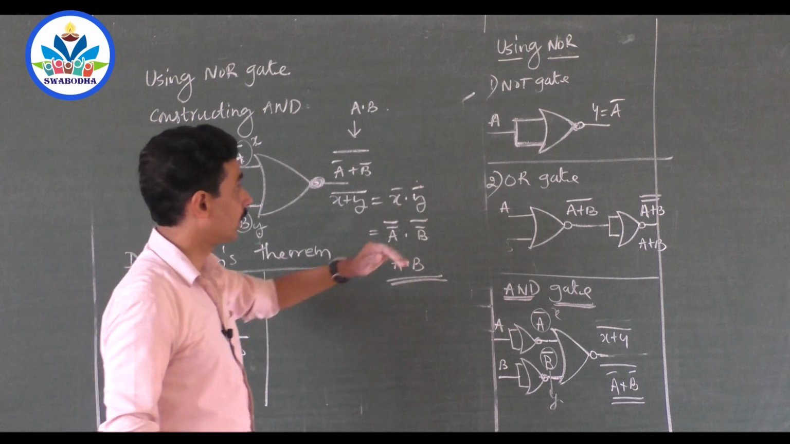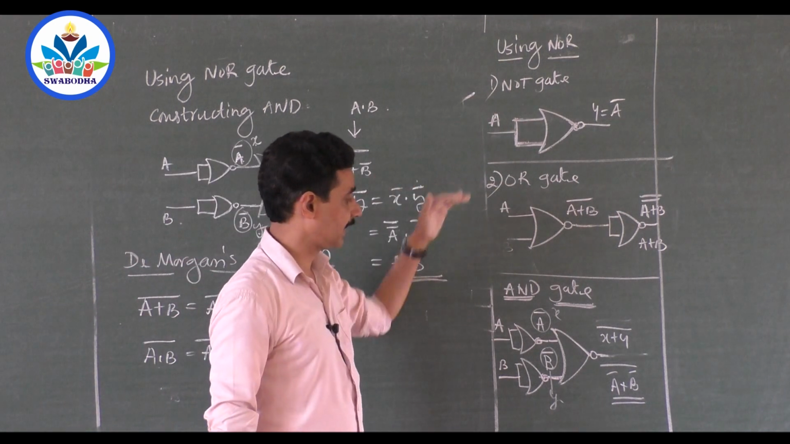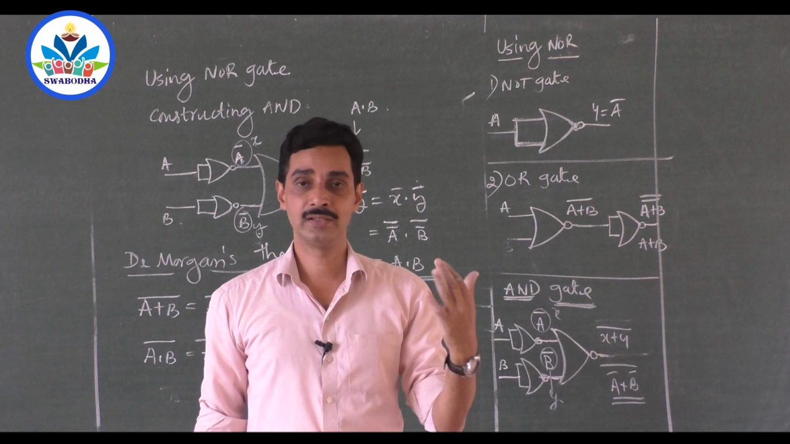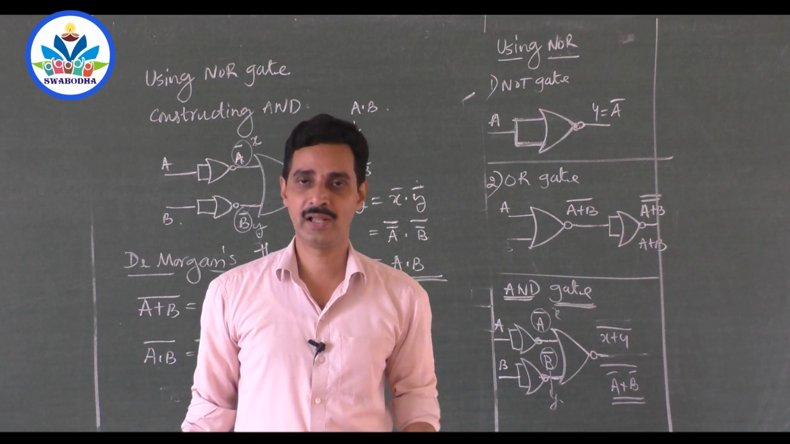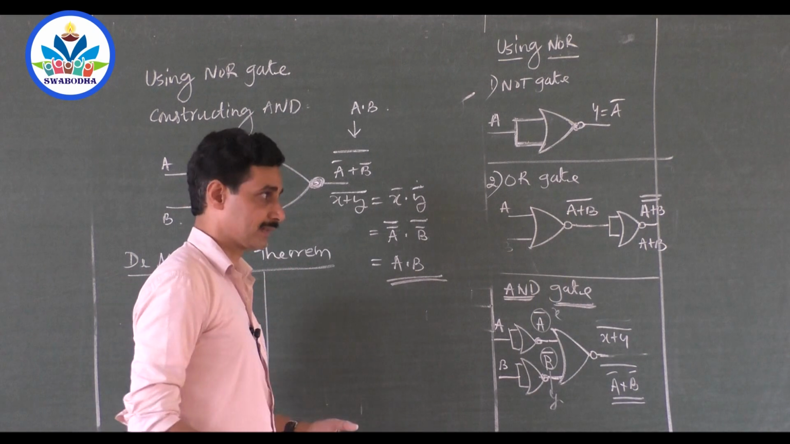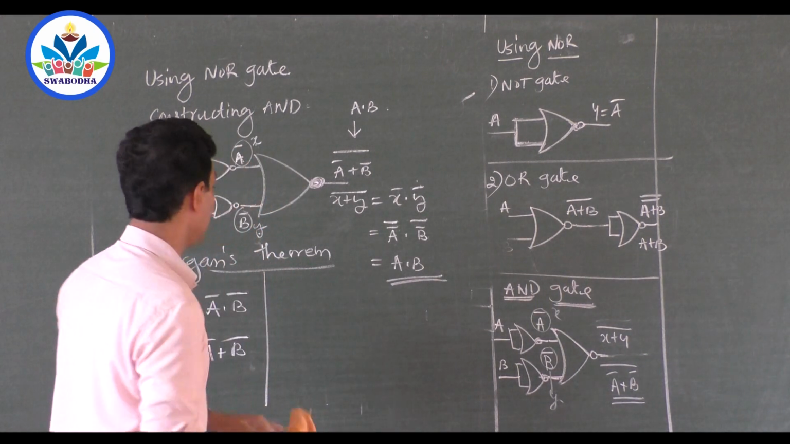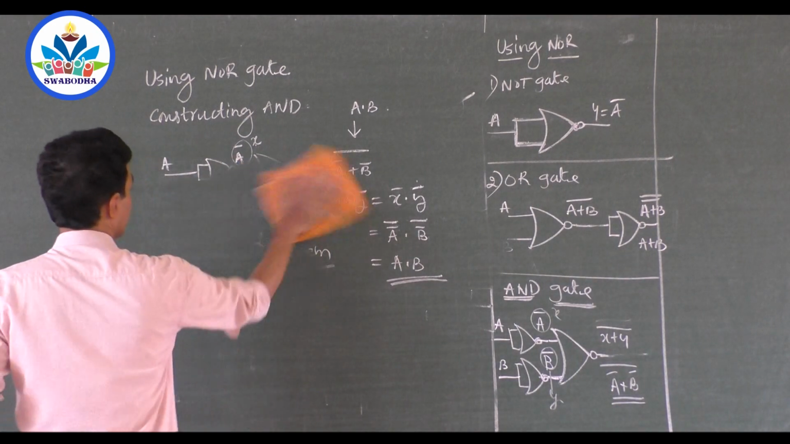So using NOR gate we got NOT gate, OR gate and AND gate. Now using NAND gate, we have to construct OR gate, AND gate, NOT gate. We will do that now only. Then we will revise it in the next class. Of course, all of a sudden you will get confused, but when we go to NAND gate, I think you may be able to follow.